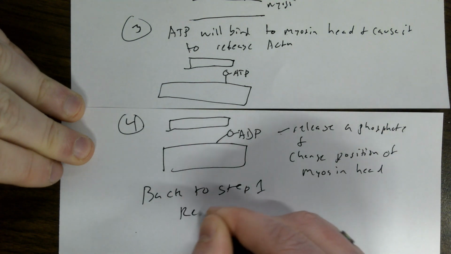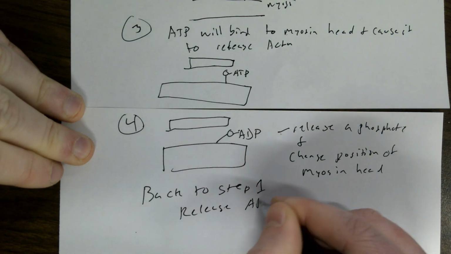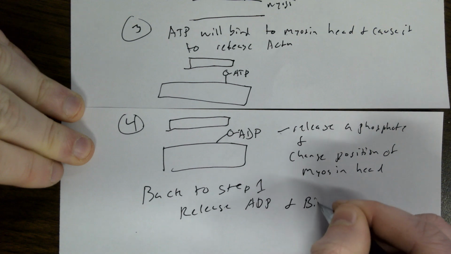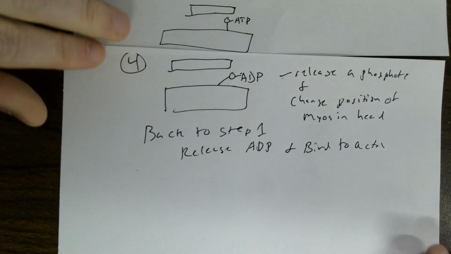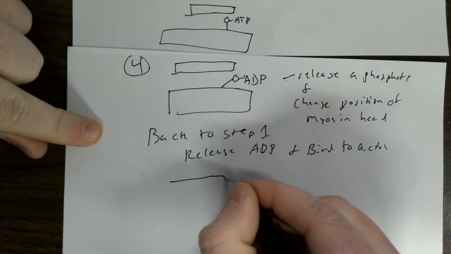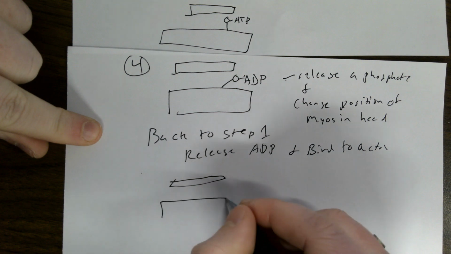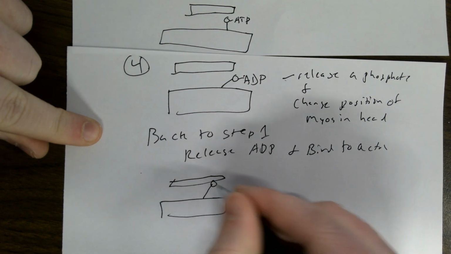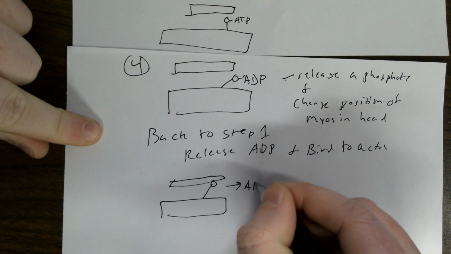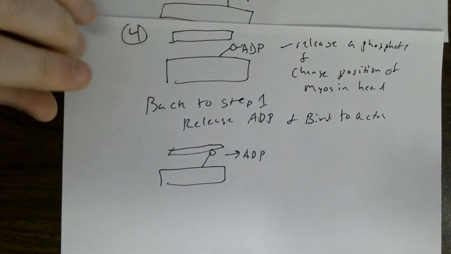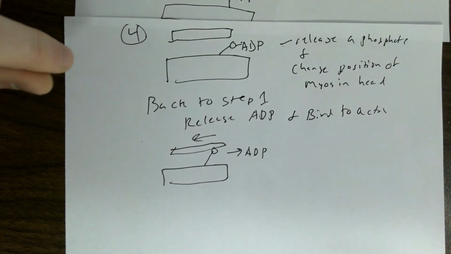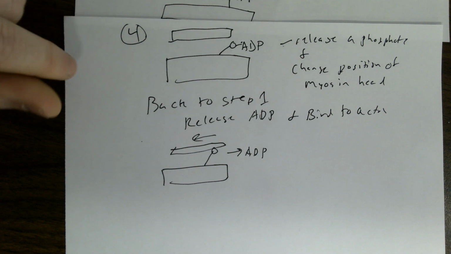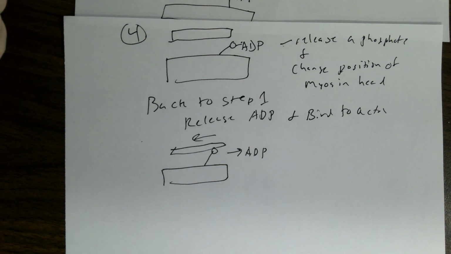So you release ADP and bind to actin. And then it'll just keep cycling through that. So you're going to go back to this: we release the ADP and it binds. ADP is released, and you can see how then it will pull again. It'll do the whole thing again and then pull the actin when it repeats. So that's the sliding filament contraction.